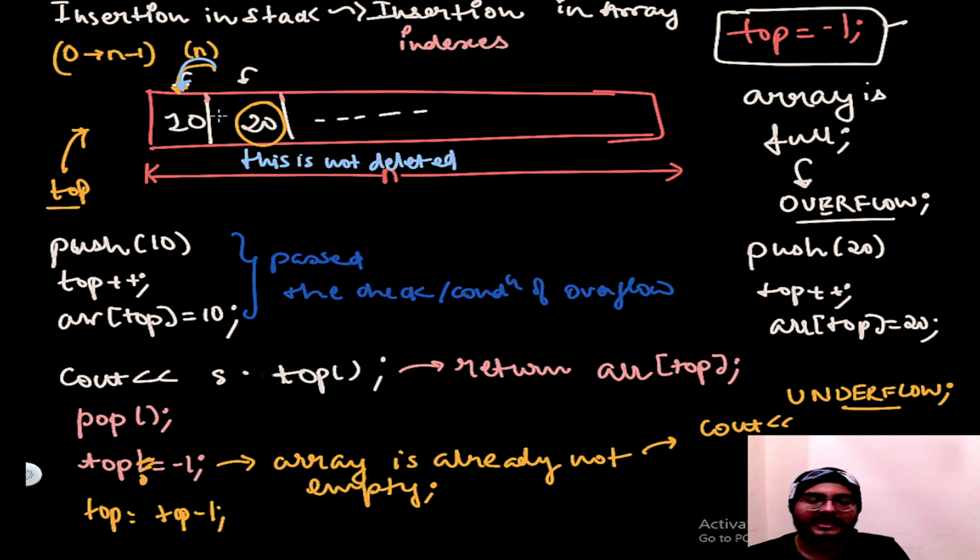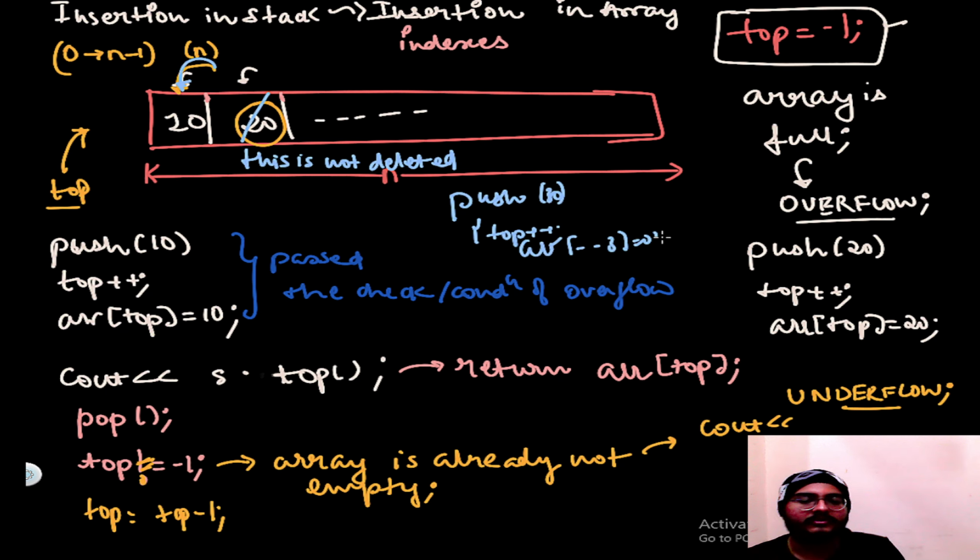So why will this help? The next time I call push, let's say 30, it will increment top plus plus. So top would come over here, and array of top is equal to 30. So I will override the value over here.